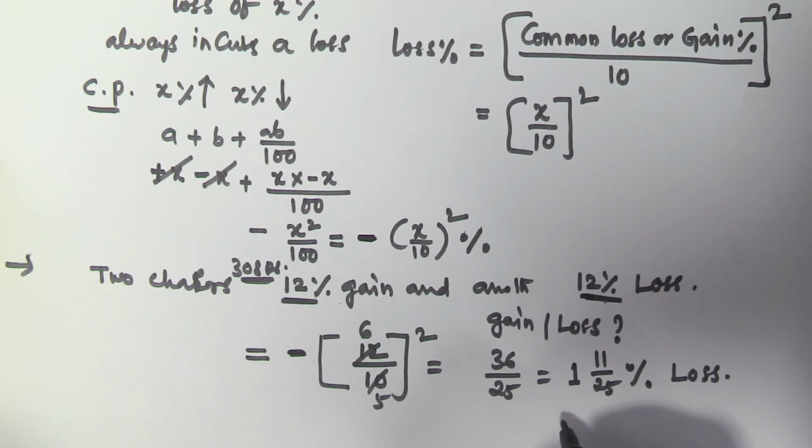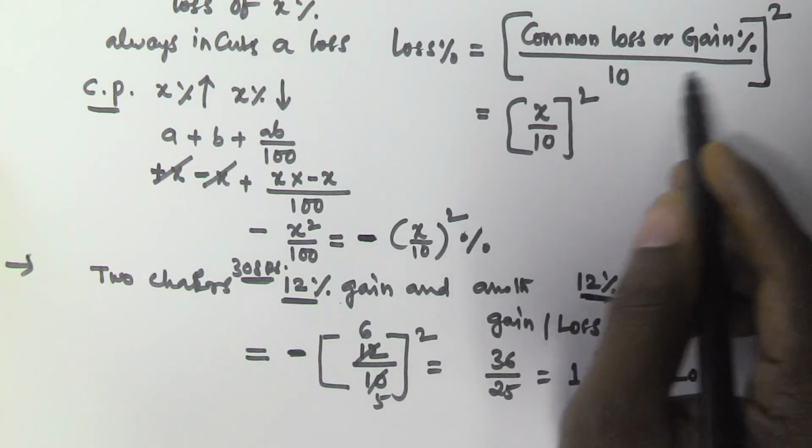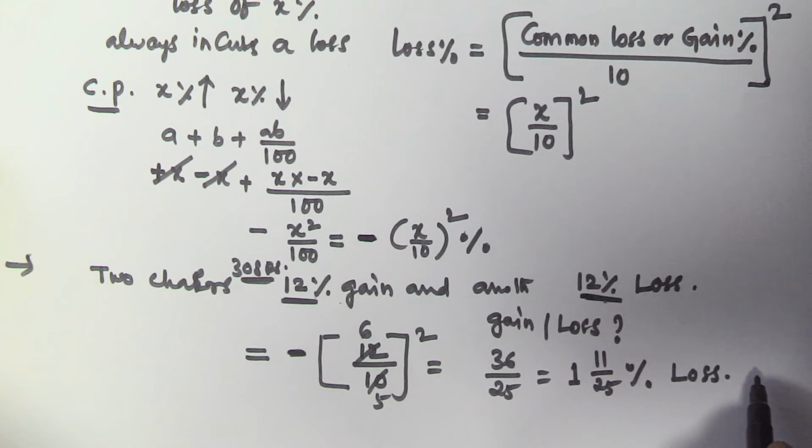So I hope you got this. Whenever you get this kind of problem, use this trick: (common loss or gain by 10) whole square. I hope you got this.